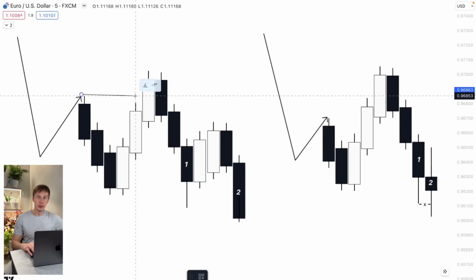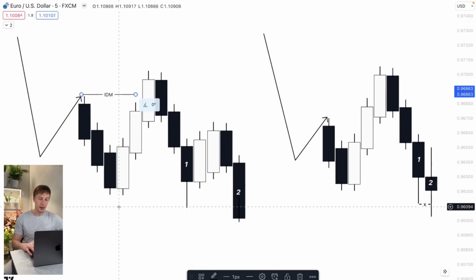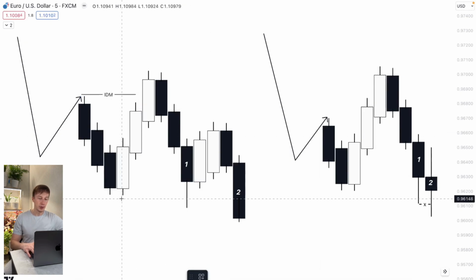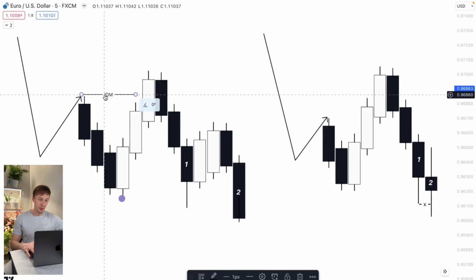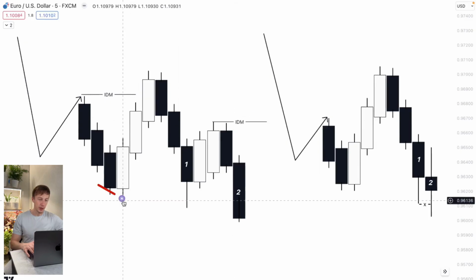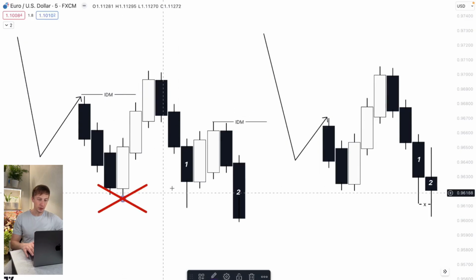In this example, there's a move down, a pullback, and then another move down. This point looks like the first liquidity, and it might seem like you should immediately mark the BOS here. However, the candle breaks the previous low, but closes above it. Such a BOS is not confirmed and is considered fake. We move the IDM higher and wait for confirmation.